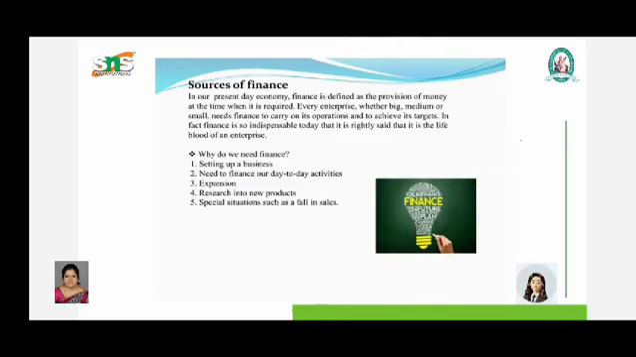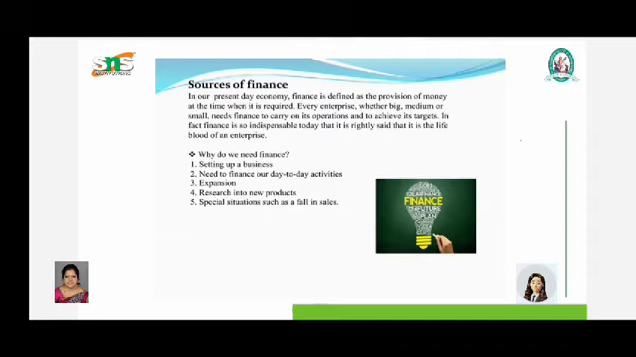In our present day economy, finance is defined as the provision of money at the time when it is required. Every enterprise, whether big, medium or small, needs finance to carry on its operations and to achieve its target. In fact, finance is indispensable today. It is rightly said that it is the lifeblood of enterprises.